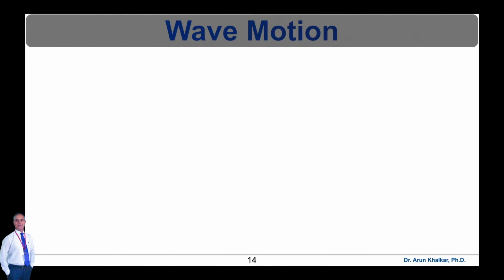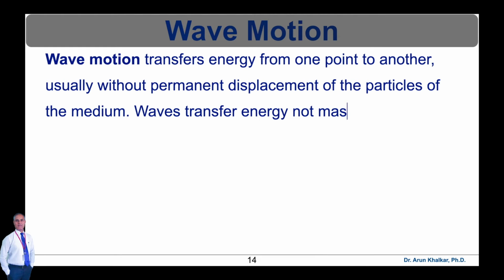Now let's see what wave motion is. Wave motion transfers energy from one point to another, usually without permanent displacement of the particles of the medium. Waves transfer energy, not mass. The example of the floating duck on seawater I have already explained. In this case, the up and down motion is illustrated in the figure below. The animation shows the wave motion, with the point along the x-axis analogous to the floating duck at sea. We notice that while it moves up and down, it does not move in the direction of the wave's propagation.